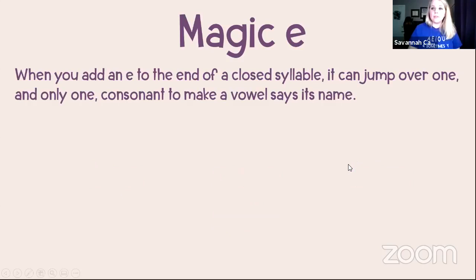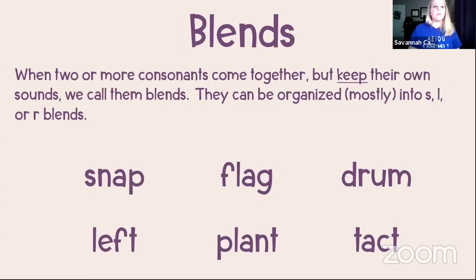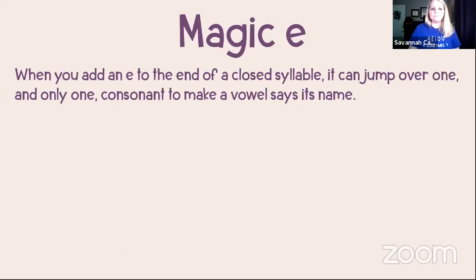Someone just had a really good question in the chat, so I'm going to go back for a second. They asked if NK and NG are considered blends. NG, like in sing, is considered a digraph. NK is considered a blend. I know that it's tricky because if we say sing, we feel like we can hear each sound, but it is a little bit different. So NG is one sound.